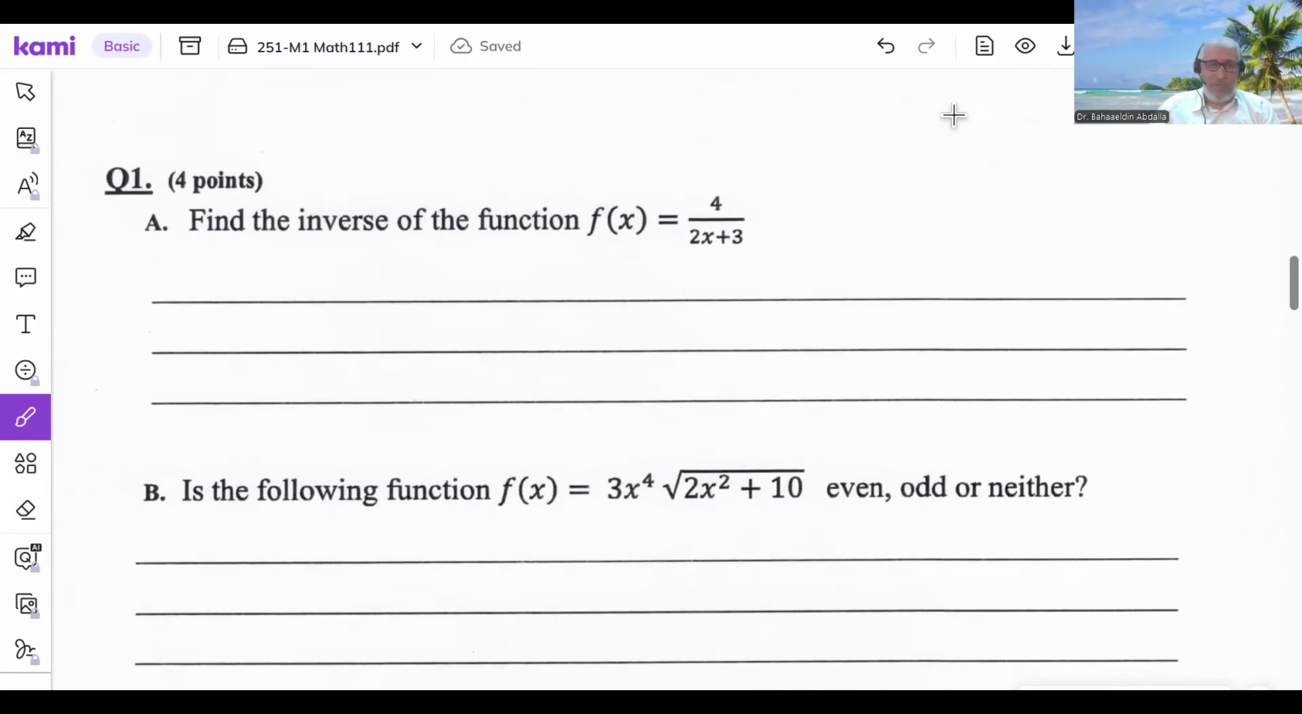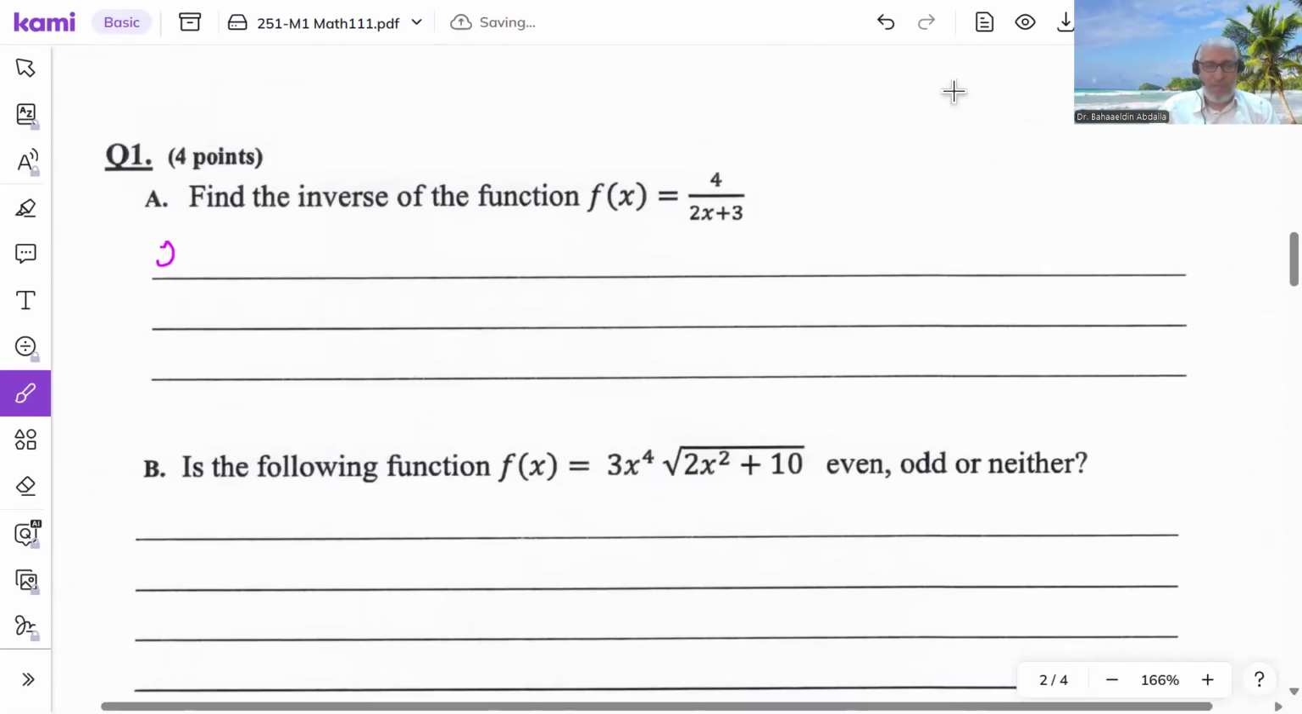Well, the steps to find the inverse are as follows. First, I replace f of x, I write it y. So y would be equal to 4 over 2x plus 3, and then we solve this equation for x. To solve it for x, I will multiply cross.